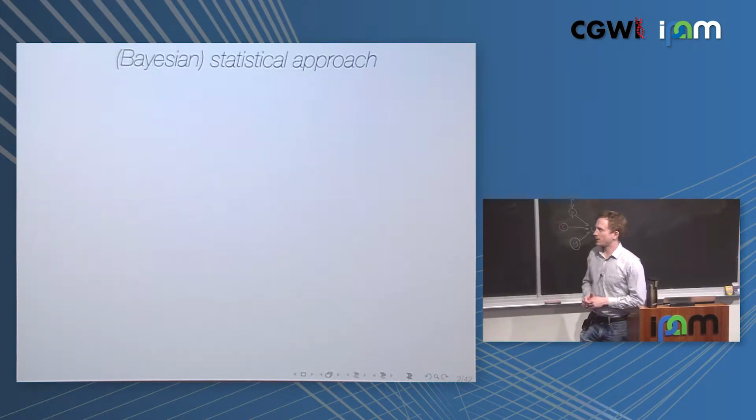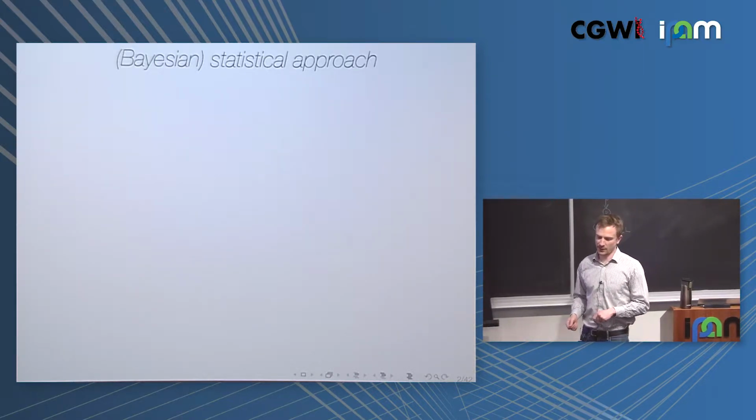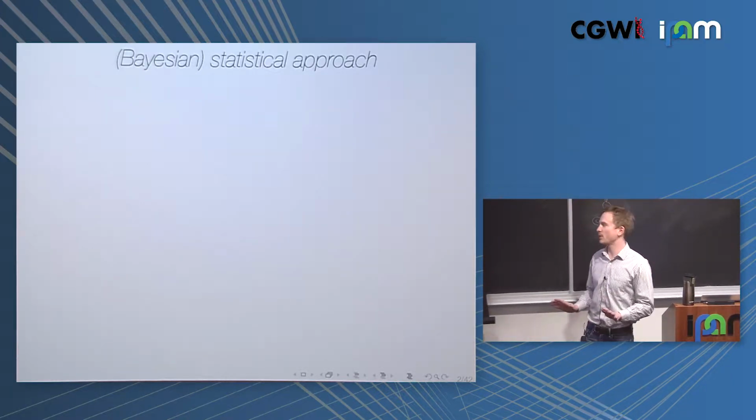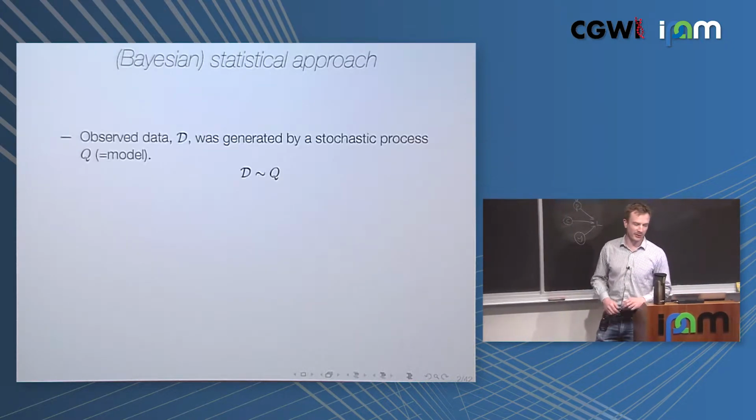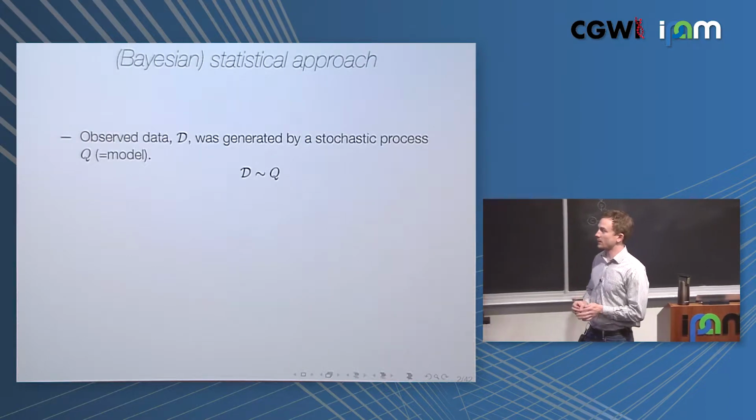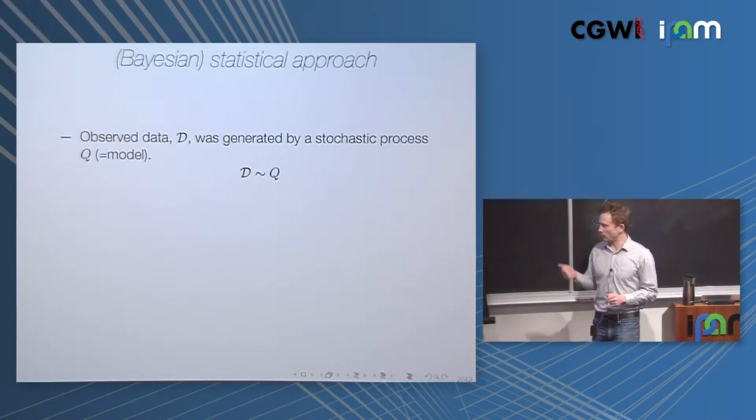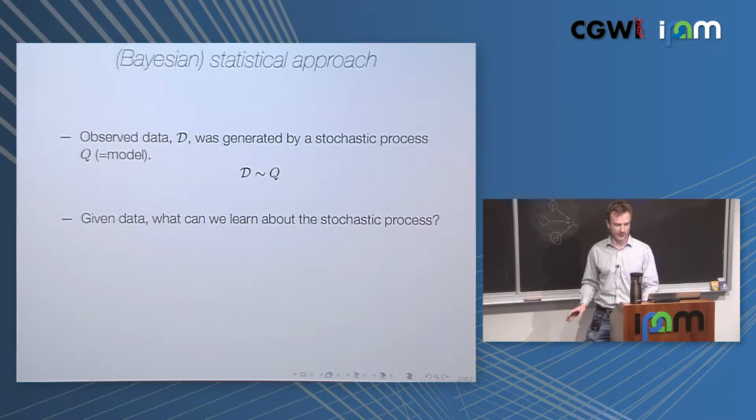So I want to start out with saying a little bit about my view of how I like to think about statistics. This has a bit of a Bayesian flavor, but if you're uncomfortable with that, you don't need to think about that part too much. I like to think about whatever data you observe from your experiment as having been generated by some stochastic process. You can call that a model, if you like.